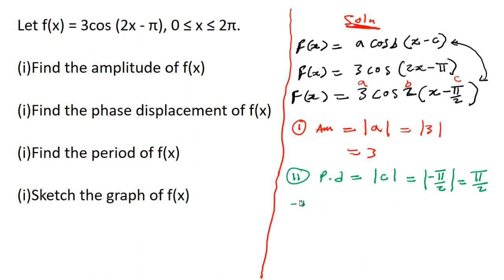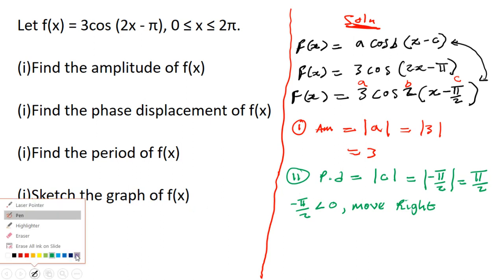So you say negative π/2 is what? Is less than 0. Since it's less than 0, you move right. Since it is negative, you're going to move towards the right hand side. So you just pick the opposite. But remember, the phase shift is π/2. And what I've written here is important for the last question, which is to sketch the graph. So that's the answer for that particular part.